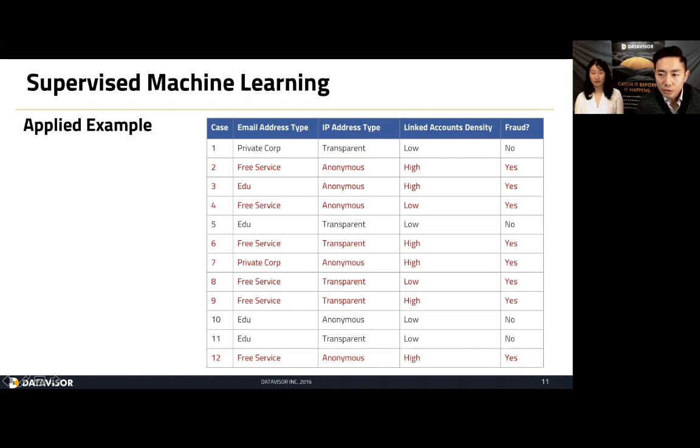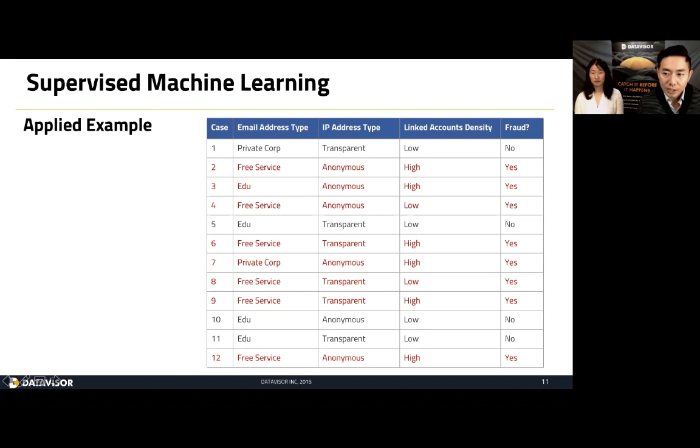So is the user using an email from a private corporation? Is it a free email from a free service, or is it an email from a university? Is the IP address transparent and you can see the real IP address, or is it hidden and anonymous? So does the user have a high number of connected accounts or not? So this is our training data set, and this is the data that we'll be using to build a model.